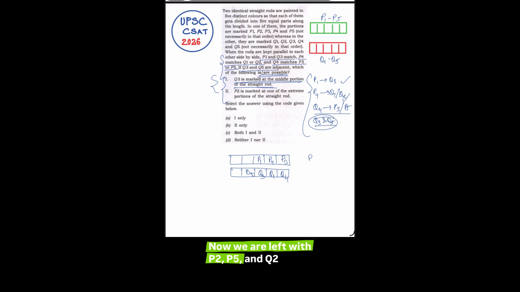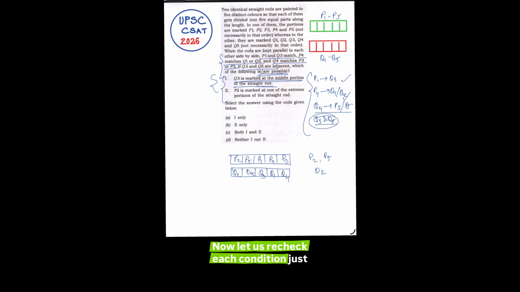Now we are left with P2, P5 and Q2. Since all the conditions are already satisfied, we can place them any way we want. So let us place P2 and Q2 in front of each other and let us place P5 in the remaining spot. Now let us recheck each condition just to be sure.